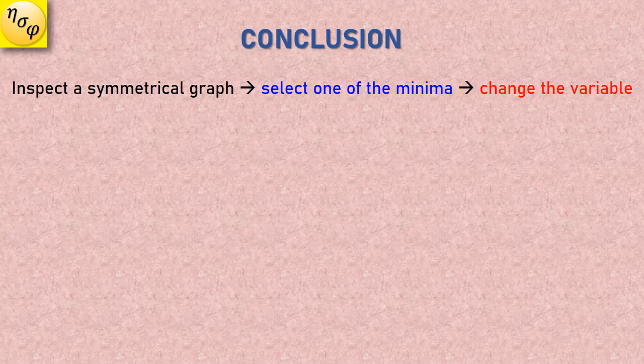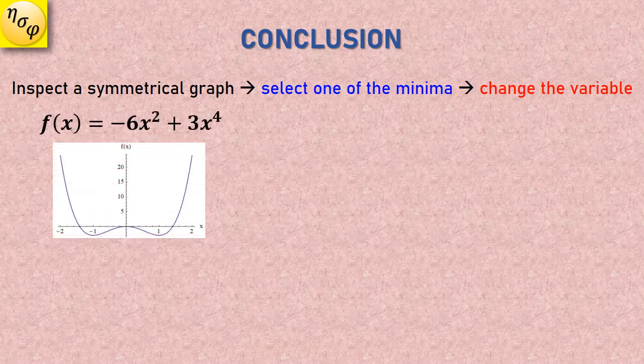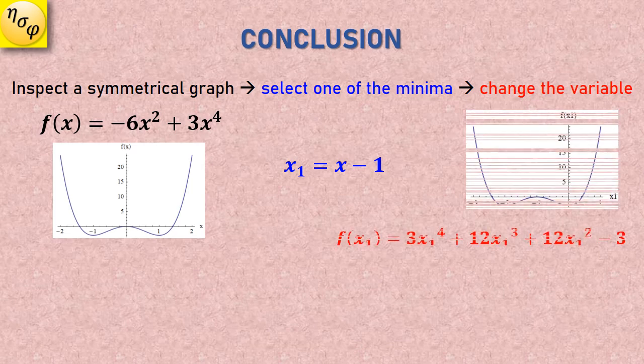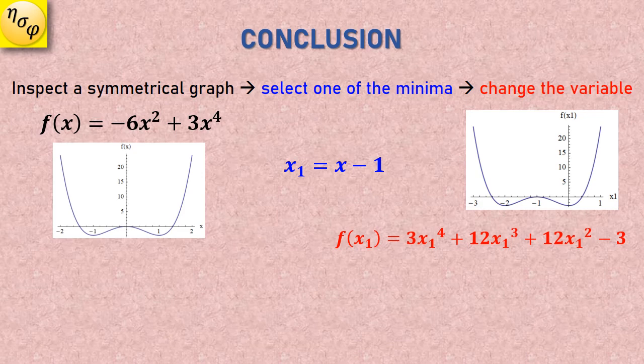In conclusion, we have learned about spontaneous symmetry breaking, which is when the symmetry breaks by itself without an agent. We give an illustration. First, we inspect a symmetrical graph, then select one of the minima, and lastly, we change the variable. And here is the example. f(x), and then let x1 equal x minus 1, and then the new function will be f as a function of x1.